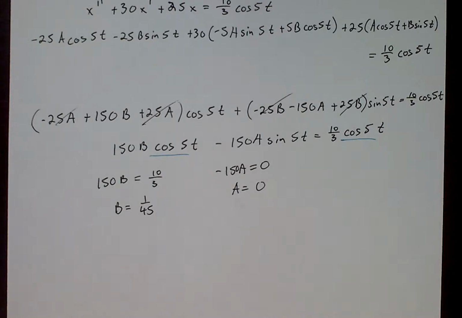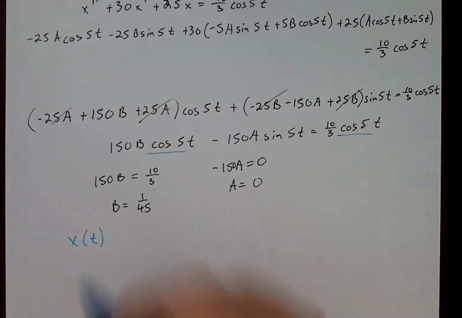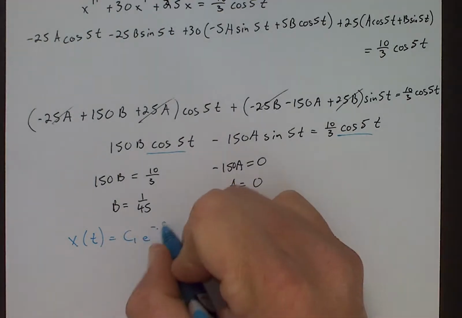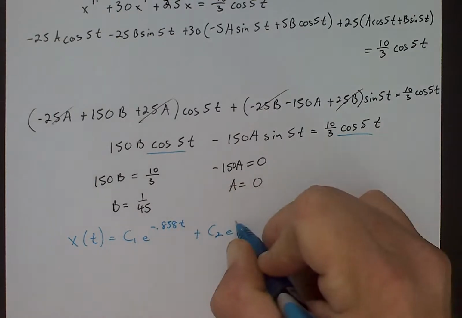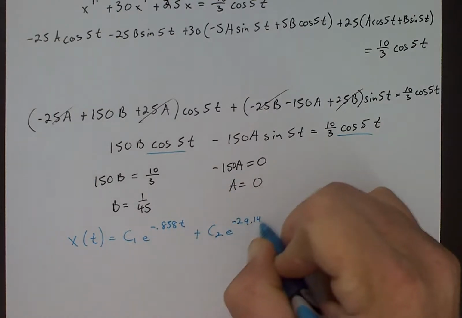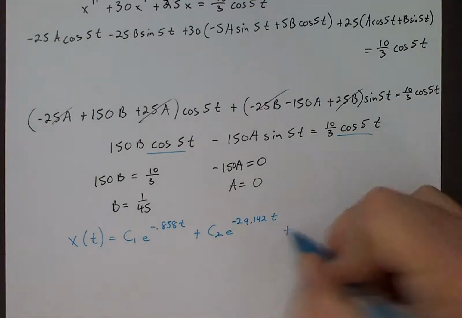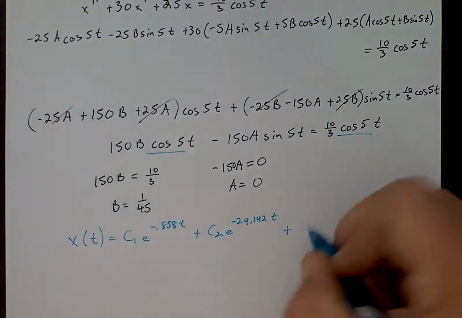All right, so going back to the original, we know we had c1 e^(-0.858 t) plus c2 e^(-29.142 t) plus a cosine 5t. That a is 0, it's going away. b sine 5t, that's sticking around.